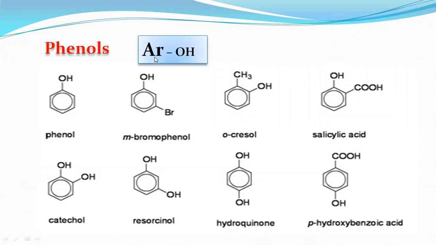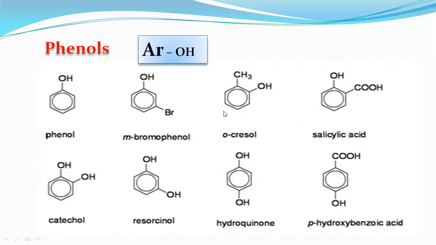See here the first structure for the phenol, where the OH group is directly present on the carbon which is present in the ring. For the alcohol, the OH is present on the side chain of the benzene. But here, the OH group is present directly on the benzene ring.